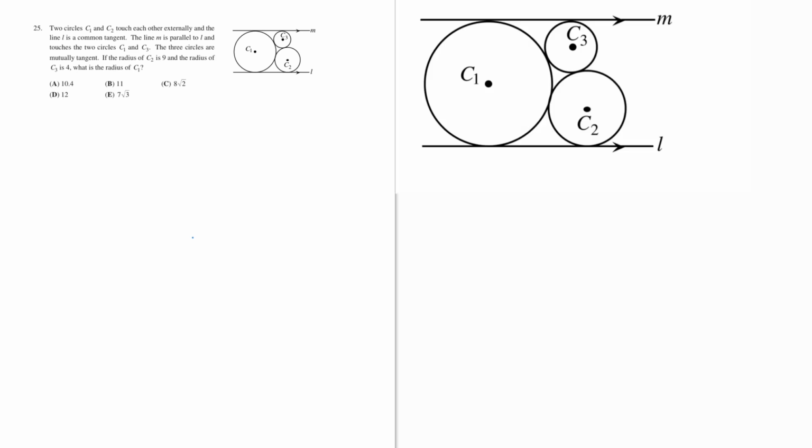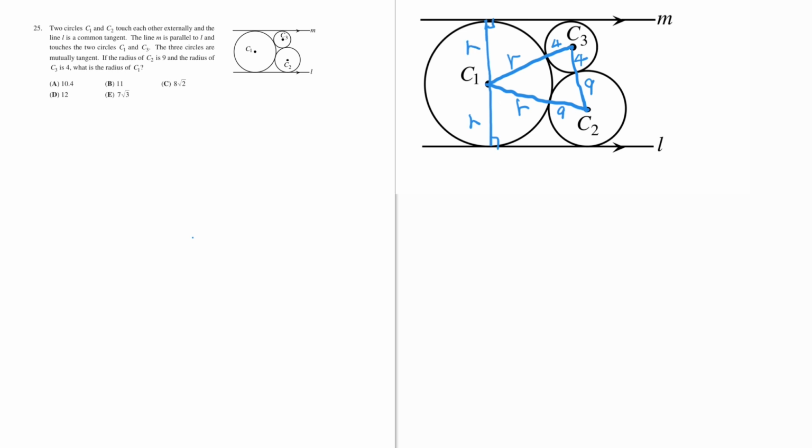Now we connect the three centers: C1 to C3, C3 to C2, and C1 to C2. The C2 radius is 9, and the C3 radius is 4. We don't know C1, so we let that be r. Now we draw more lines. Through C1, we draw the perpendicular line to L and M. That's the perpendicular.